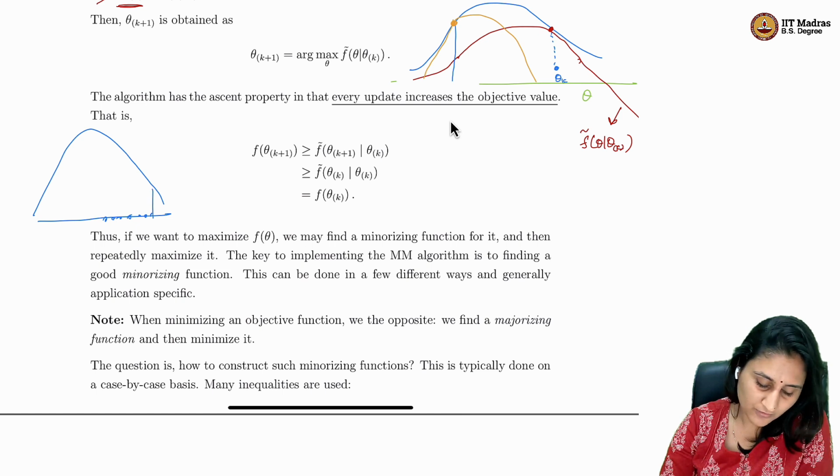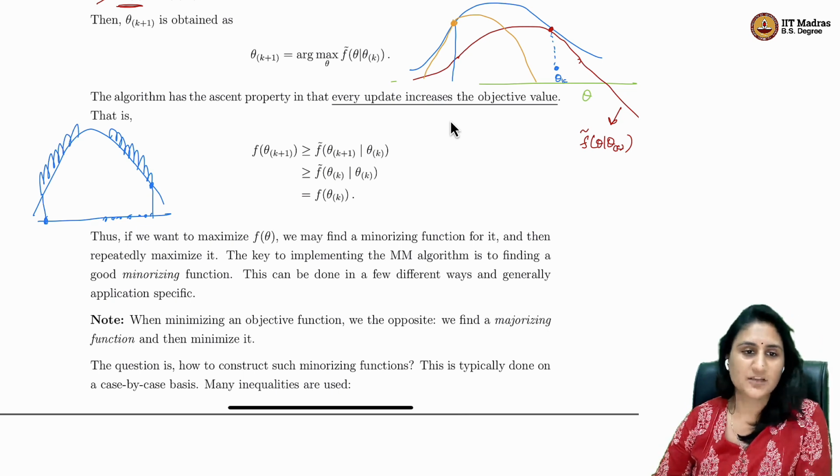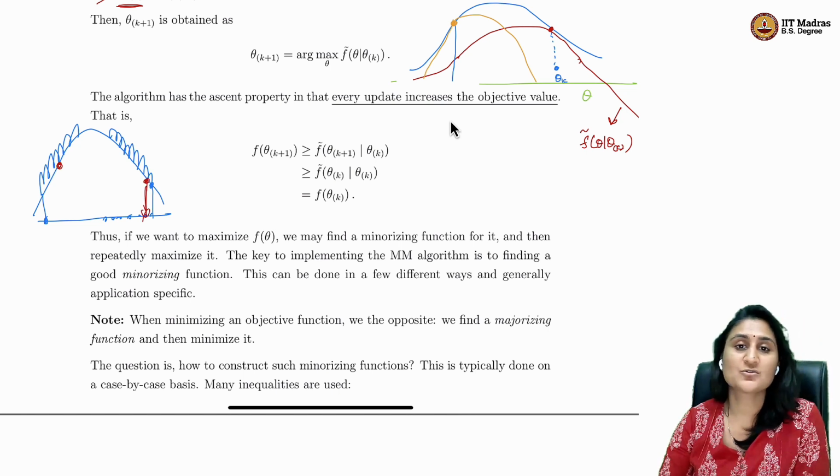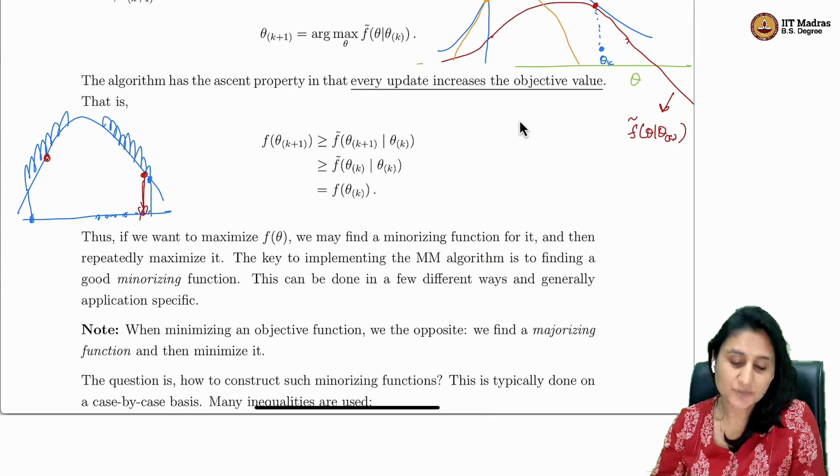okay, and if I look at different theta values, then at every iteration, it's going to keep climbing the objective function. It will not do something like this, that it's here once, and then it jumps to this value where the objective function is actually lower. Okay, it will not do something like that. So how do we show that this algorithm has the ascent property?